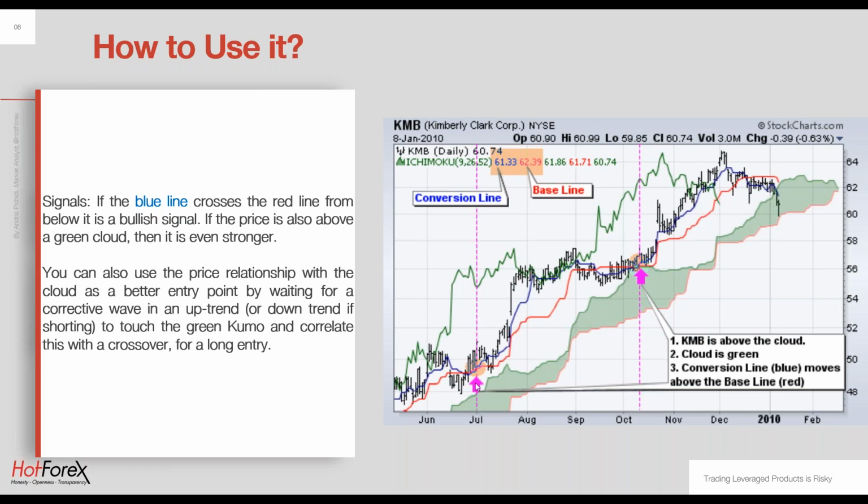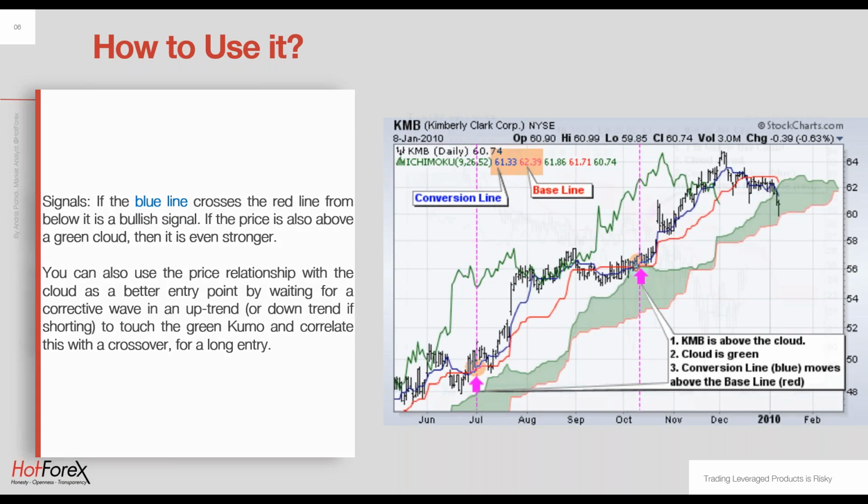Another exit point, if you had managed to enter in July, for example, could have been the turn of blue below the red over here in September, October, somewhere here. So if the blue turns again below red, that could be an exit point. Okay, are you with me, guys? So a bullish cross of blue above red is a bullish signal for a long position. If blue turns below red, then that could be your exit point of this position.